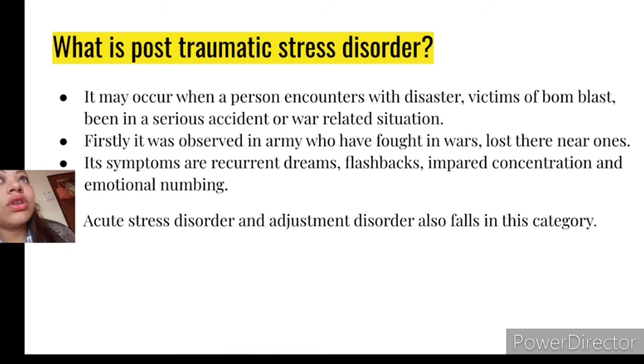The person is not able to say anything when he suffers from this kind of disorder, or can get an attack of PTSD. Another kind of disorder which falls under PTSD is acute stress disorder, then adjustment disorder, which also falls in the category of post-traumatic stress disorder.